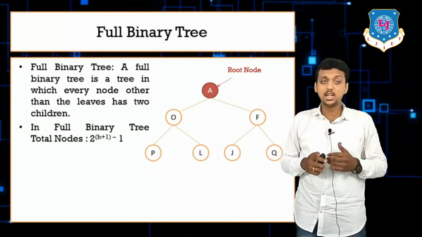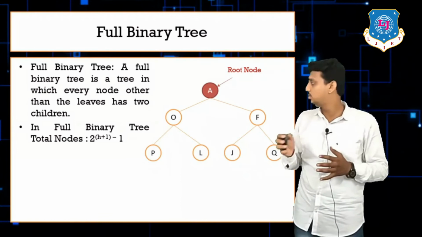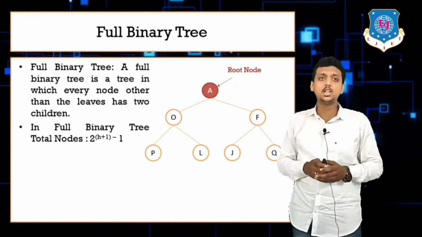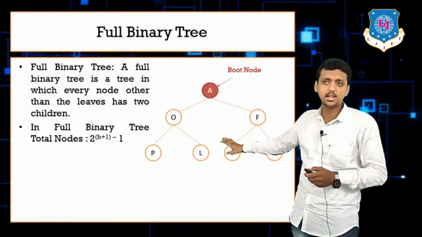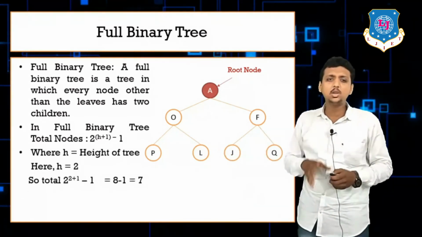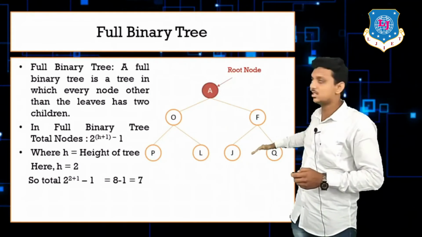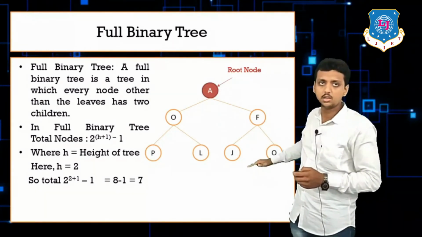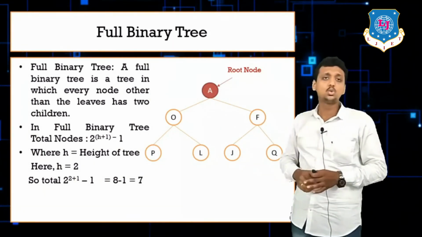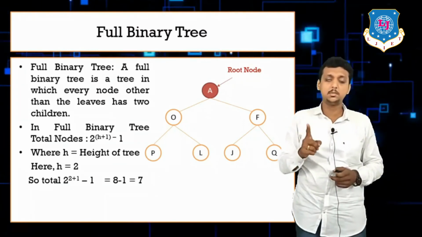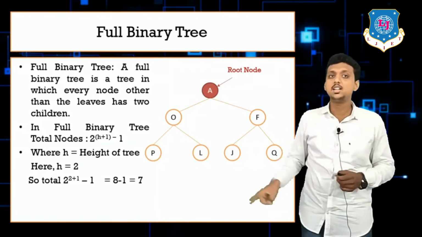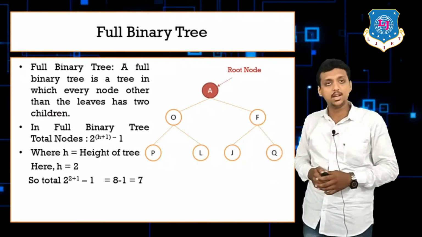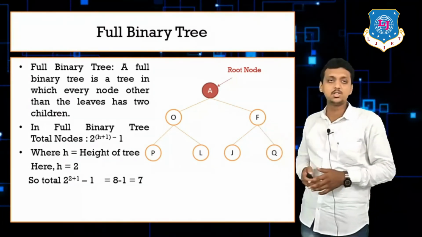Next, how to calculate the total nodes in a full binary tree. Total nodes are 2 raised to h plus 1 minus 1. Here the height of the tree is 2. So 2 raised to 2 plus 1 minus 1. That means 2 raised to 3 minus 1. It means 7. So there are 7 nodes. Fine. In a full binary tree, 7 nodes are there.